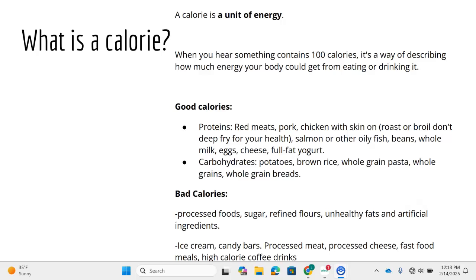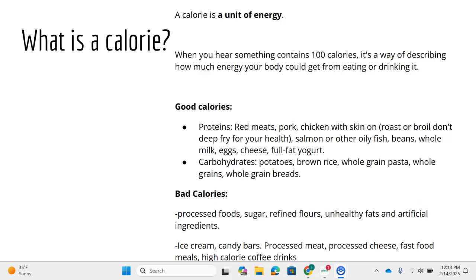There are bad calories as well: processed food, sugar, refined flours, unhealthy fats, and artificial ingredients. Ice cream, candy bars, anything processed, meat, cheese, fast food meals, anything high calorie like coffee drinks. Those would be considered your bad calories. If you have these things in your daily diet, it's not necessarily a bad thing, but you should not take more in than what you do from your good calories.